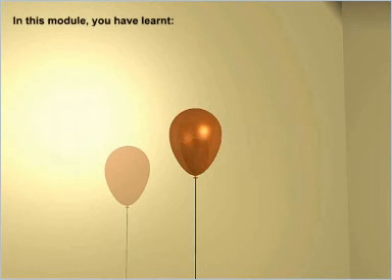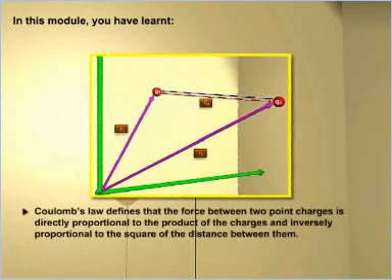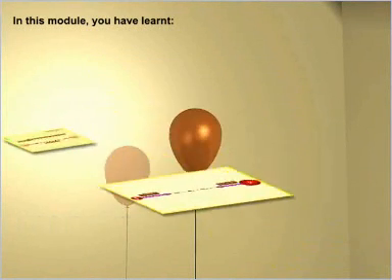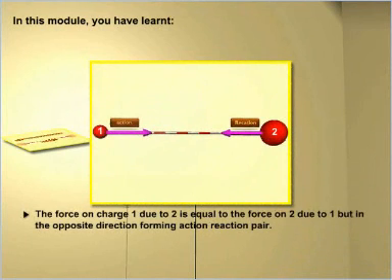In this module, you have learned that Coulomb's law defines that the force between two point charges is directly proportional to the product of the charges and inversely proportional to the square of the distance between them. The electrostatic force between two charges is central in nature. The force on charge 1 due to 2 is equal to the force on 2 due to 1, but in the opposite direction, forming an action-reaction pair.